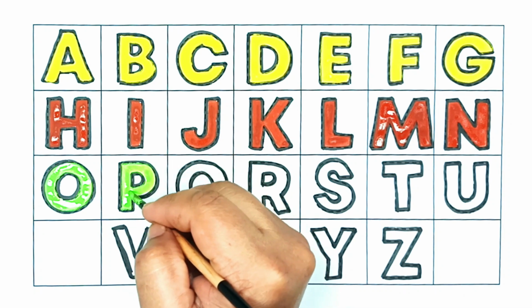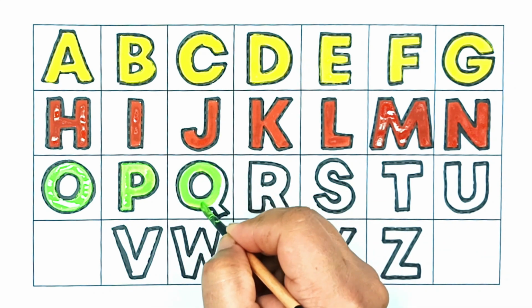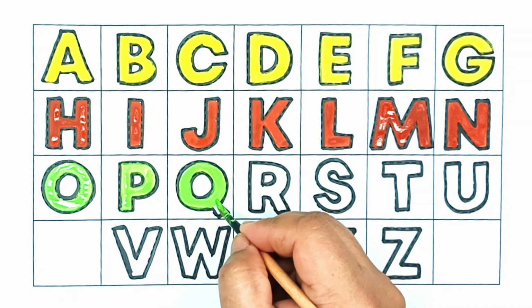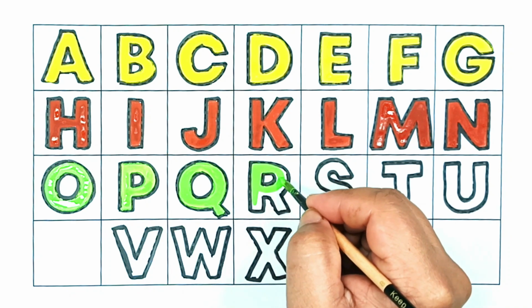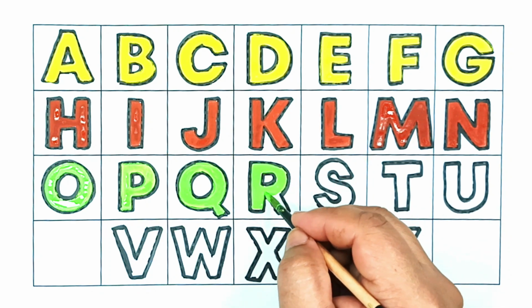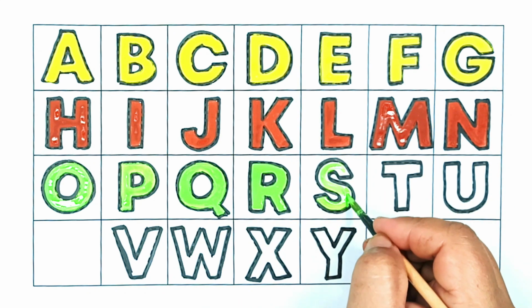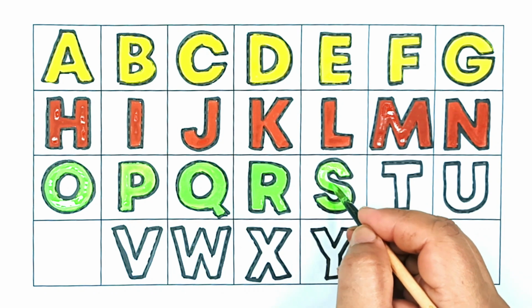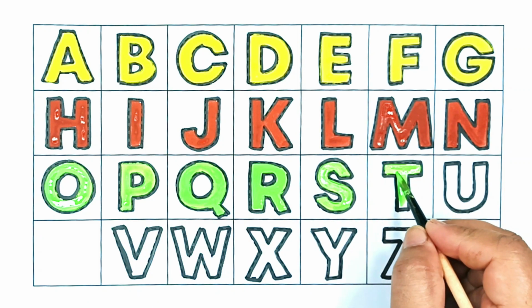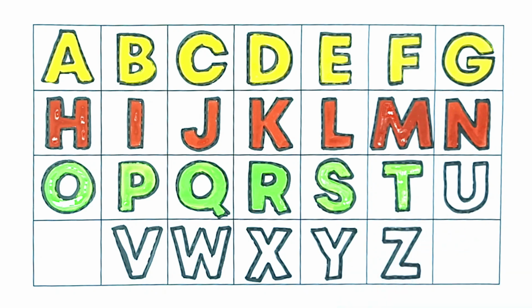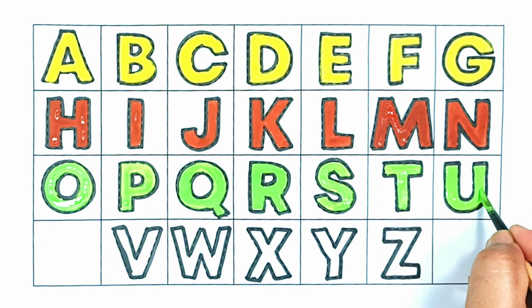P for pen, Q for queen, R for ring, S for star, T for train, U for umbrella.